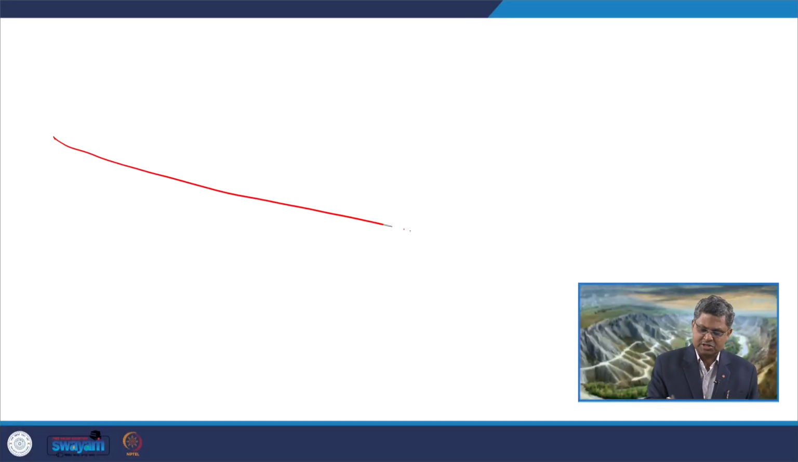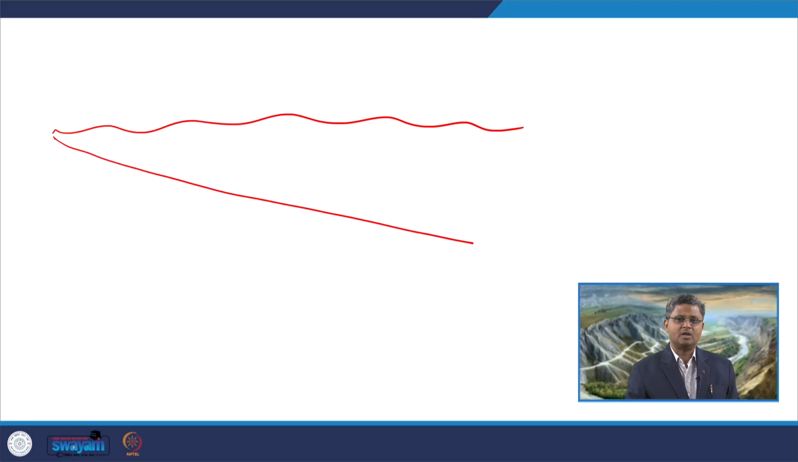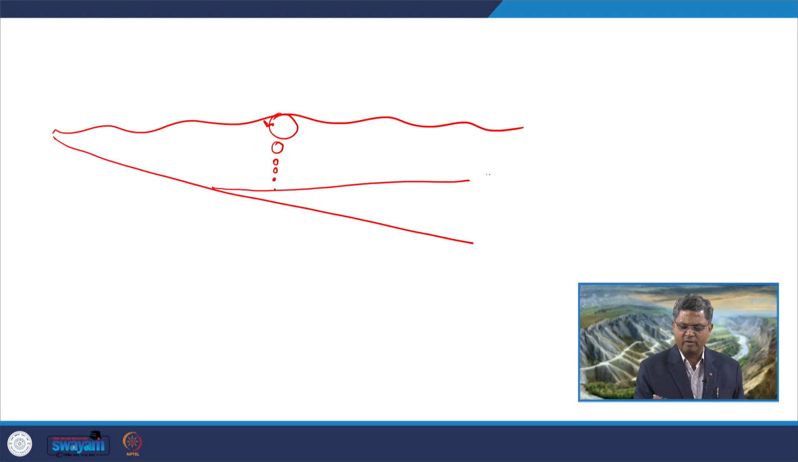So, if this is the marginal marine system and if this is the water surface, when this transgression has started, maybe these are the wave vortex. These are the wave vortex. As we know, wave vortex will gradually die out at some depth. So, that particular depth is the wave base.